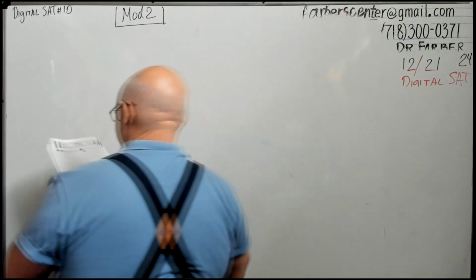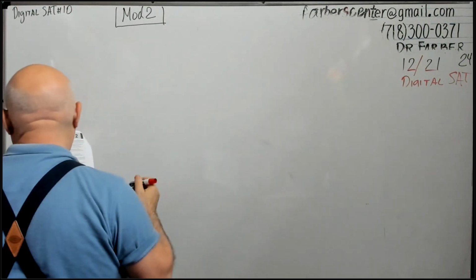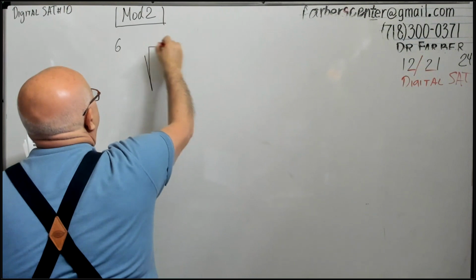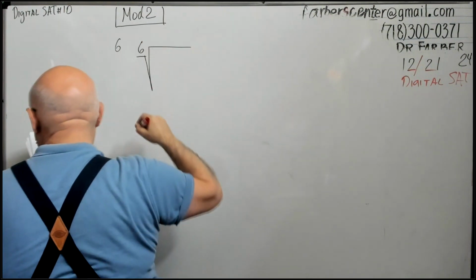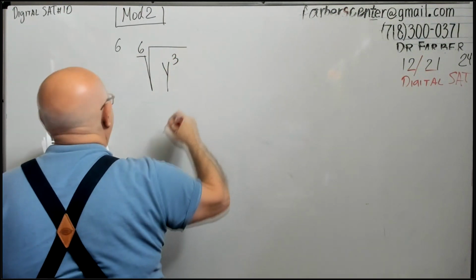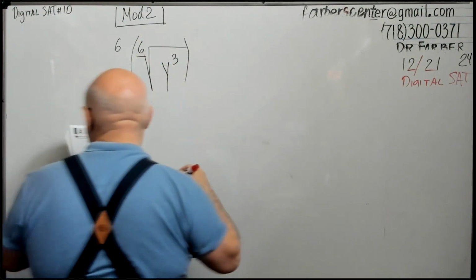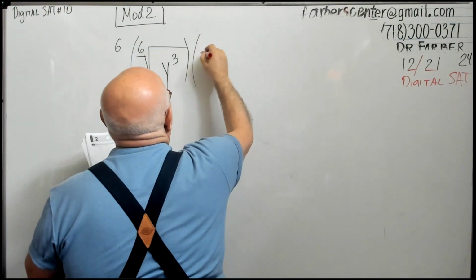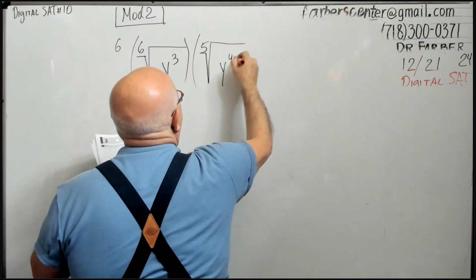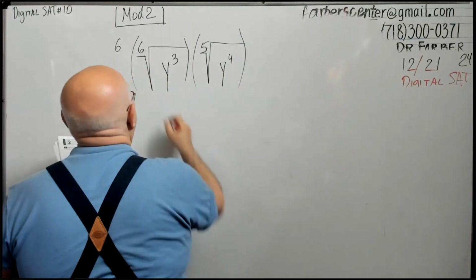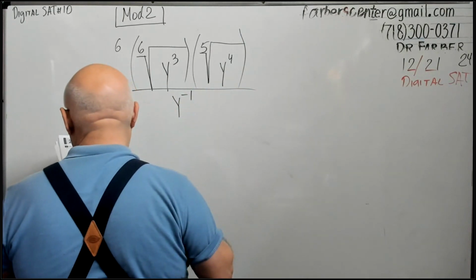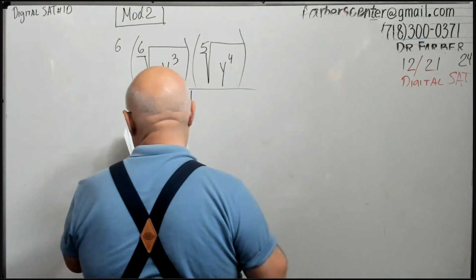Be careful with this small digit 6. You have 6 roots of y to the third power, multiplied by the fifth root of y to the fourth power, and divided by y to the power -1. And this equals y to the power b.